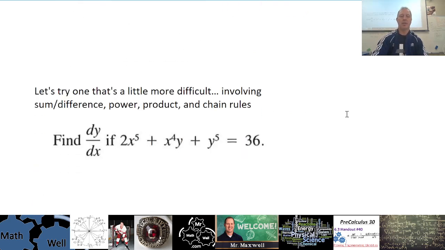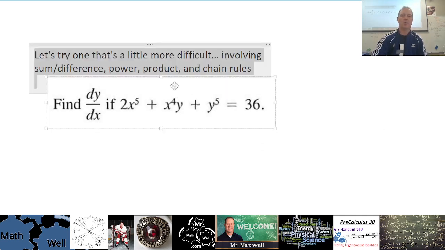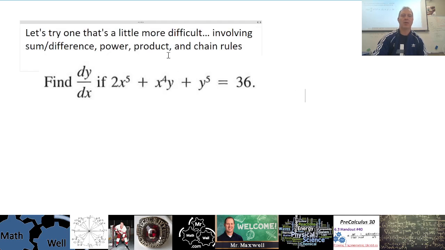Let's do another one. This one's a little bit more difficult, but what we have to remember is that we are just going to have to use all the rules that we have learned this chapter. So we're going to have to remember the sum difference rule, the power rule, the product rule, and of course the chain rule in this one. So go ahead and take a second to write that down. Find dy dx if 2x to the 5 plus x to the 4th y plus y to the 5 is 36.